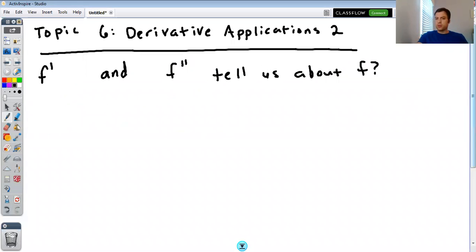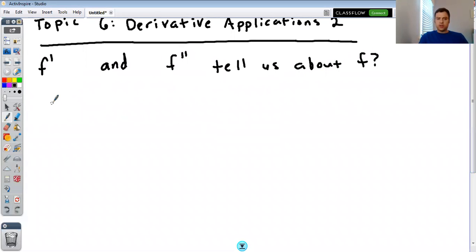I want to start really stressing the importance of this concept. What I'm about to write is not something you should memorize. It's something you should just fully understand forwards and backwards. So let's start with f prime.